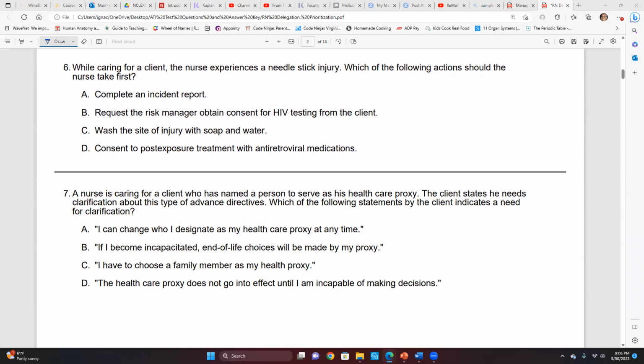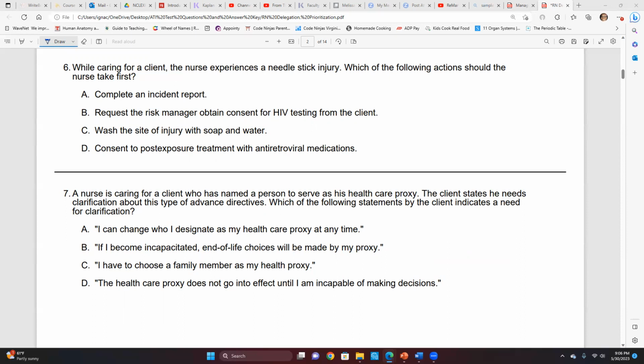Okay, question 6. A nurse sustains a needlestick injury. Which of the following actions should the nurse take first? You need to wash. Yes, that was an easy one, right?